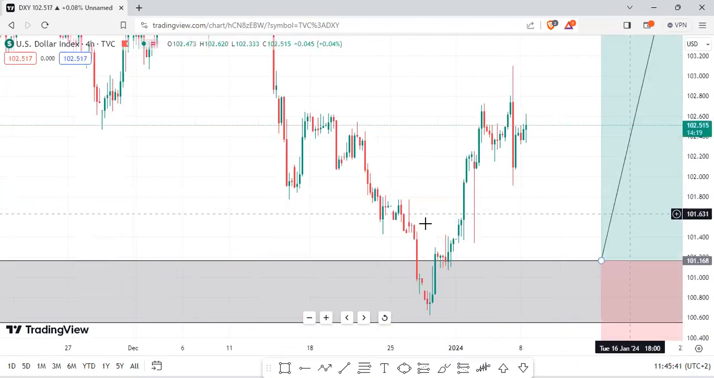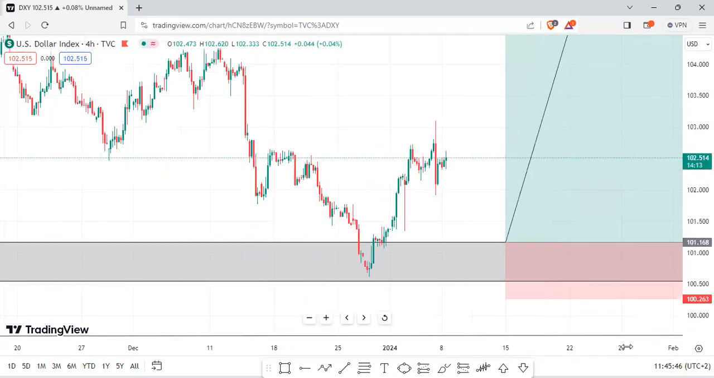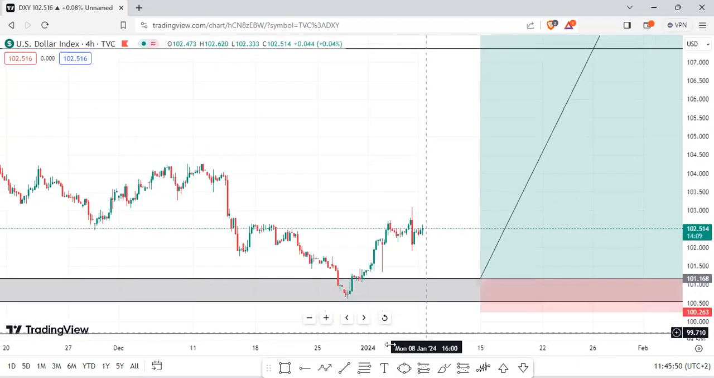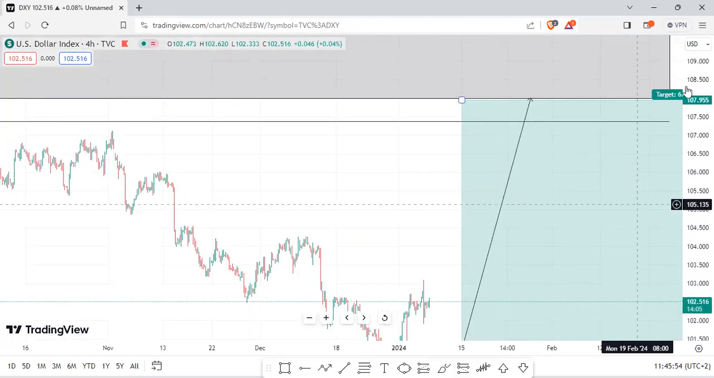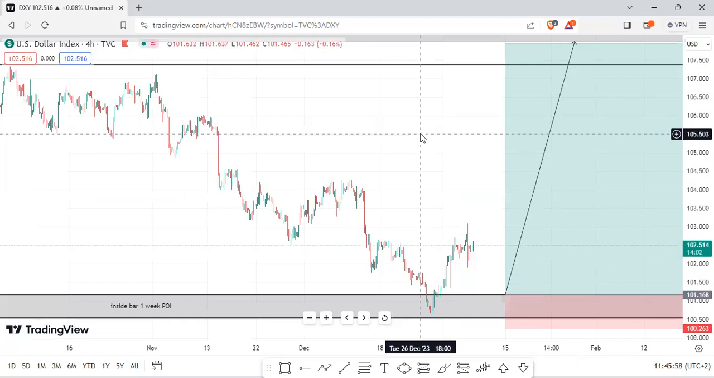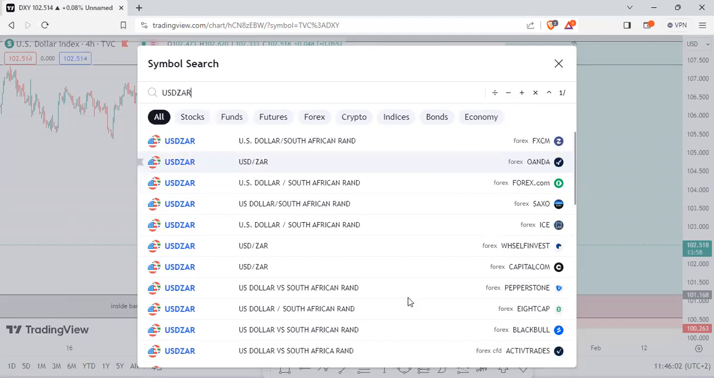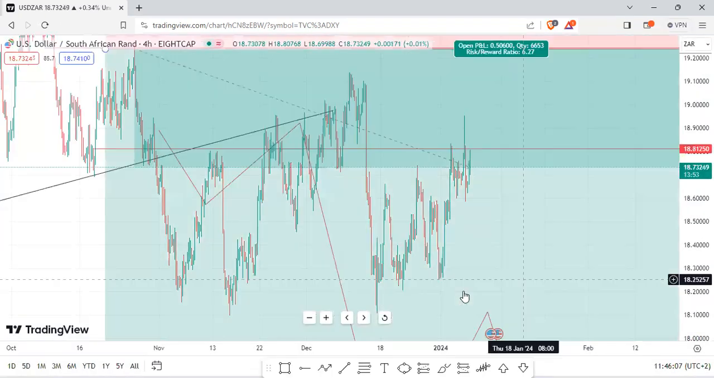As you see, I have this bias of the DXY continuing upwards, continuing to shoot upwards to those prices there. Let me check something real quick. USD SAR, because I had a setup on USD SAR.